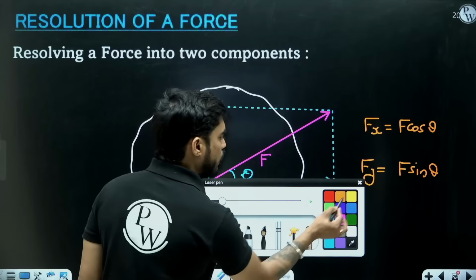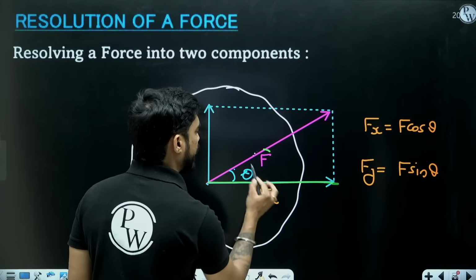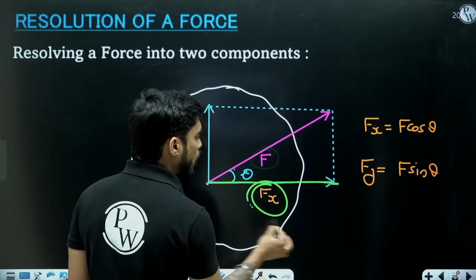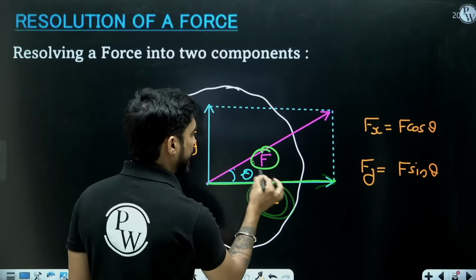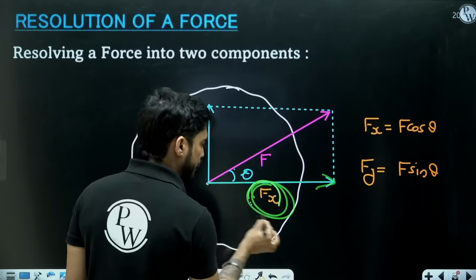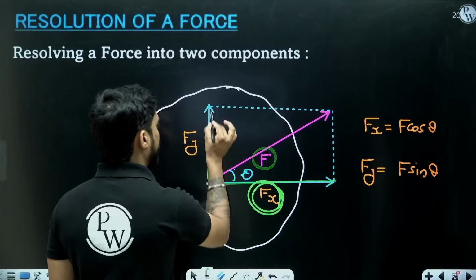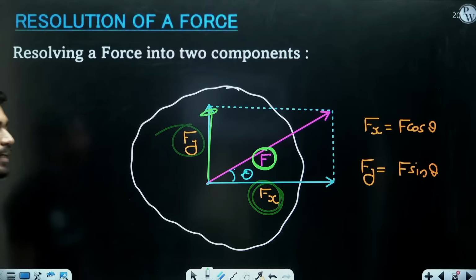Whichever force is making the angle with F, that will be the cos component. So this force Fx is making the angle theta with F. So Fx will be the cos component and Fy will be the sine component.